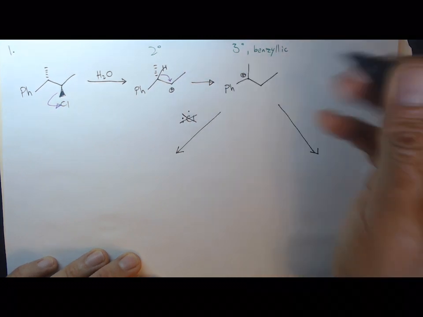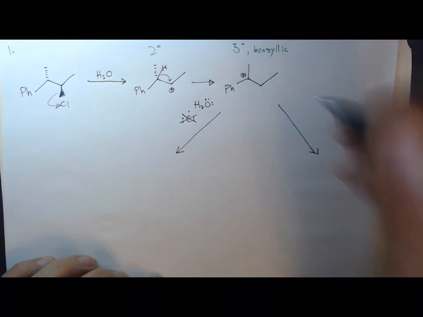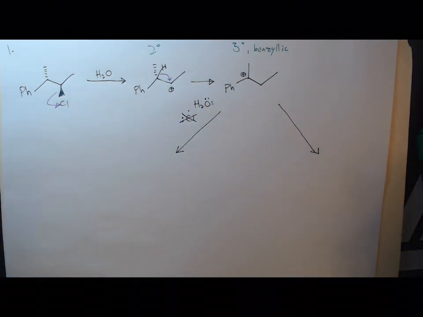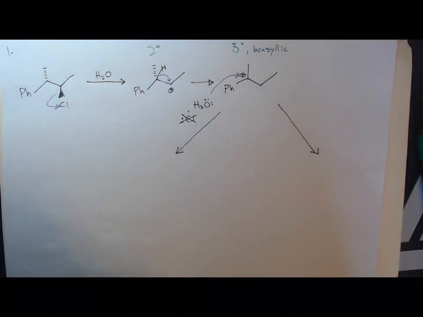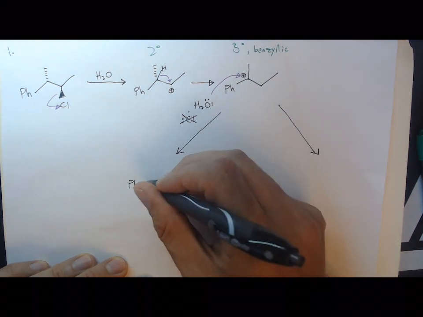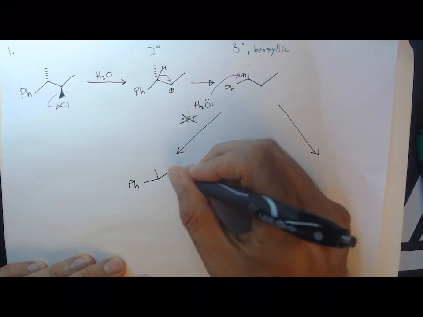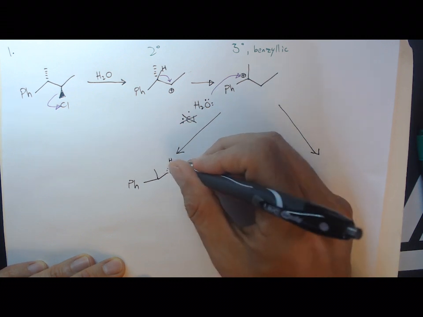We're going to show water coming in, not chloride. Almost made a mistake there. So go ahead and have that add on. Nucleophilic attack on the carbocation. This would be racemic, and this is a chiral center. I'm just going to draw it as being flat here, and then I'll just specify at the end racemic.